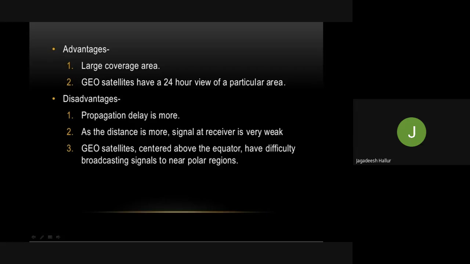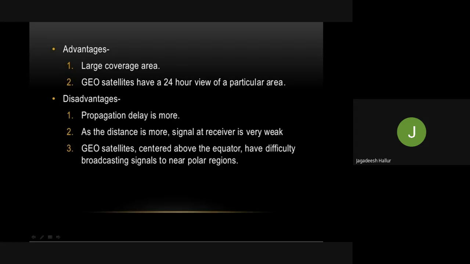The second satellite is going to cover 1/3 of the Earth, and that area will be covered by the second satellite. The third satellite will cover 1/3 of the Earth, and that satellite will be focused only on its particular area. So all the 24 hours they are going to view a particular area itself. That is the main advantage of geostationary orbit.